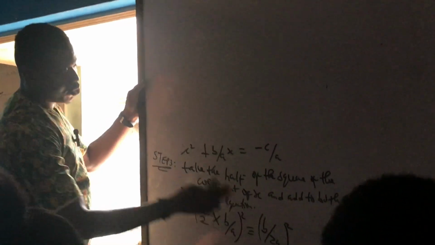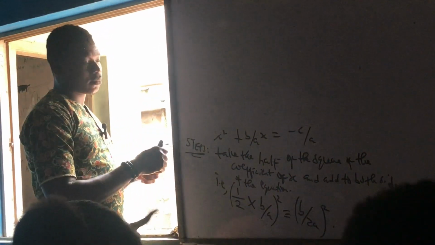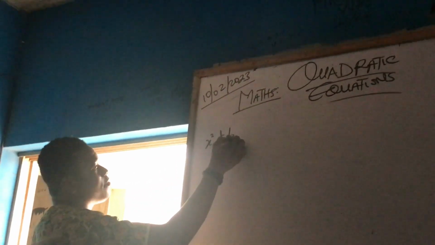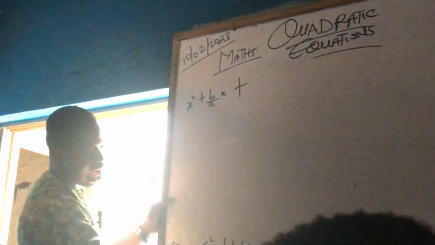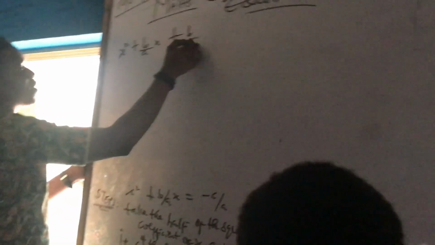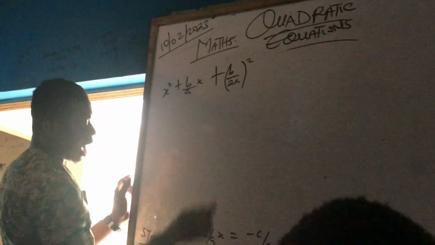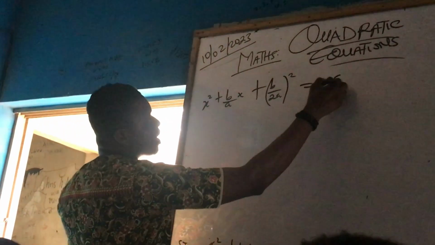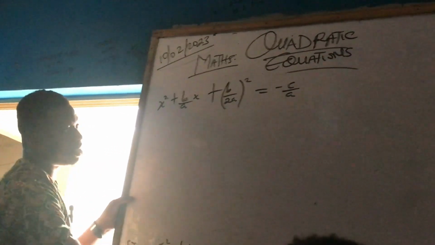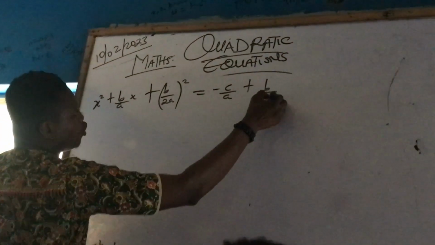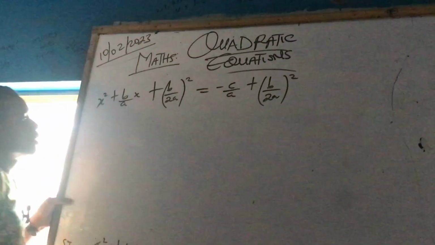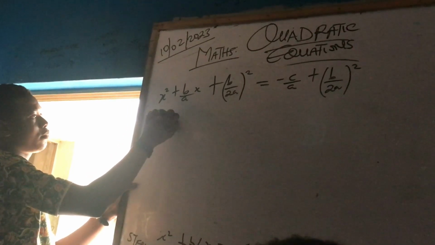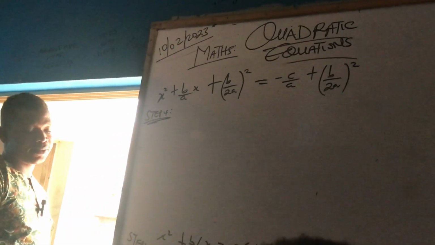So we are adding this to both sides of step 2. So this will be x squared plus b/a x plus, I add this now, b/2a all squared. I'm done with this left hand. I cross to equality. I have minus c/a. I add the same guy again, plus b/2a all squared. I'm done with step 3.